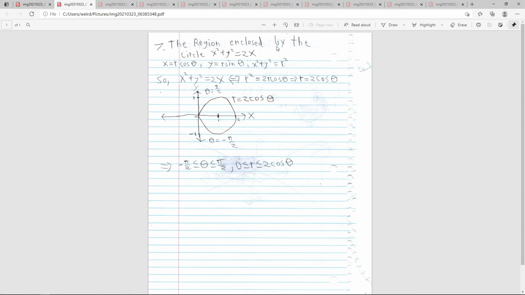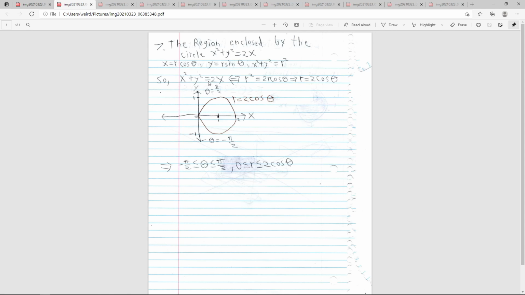The region enclosed by the circle x squared plus y squared equals 2x. That's what you're given. And we know x equals r cosine theta, y equals r sine theta, and x squared plus y squared equals r squared. We know these relationships. We don't really need them too much, but it's nice to look at them like that.